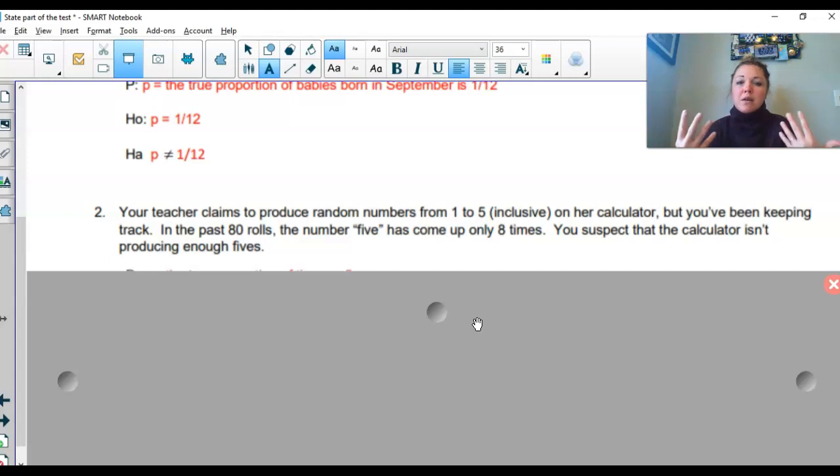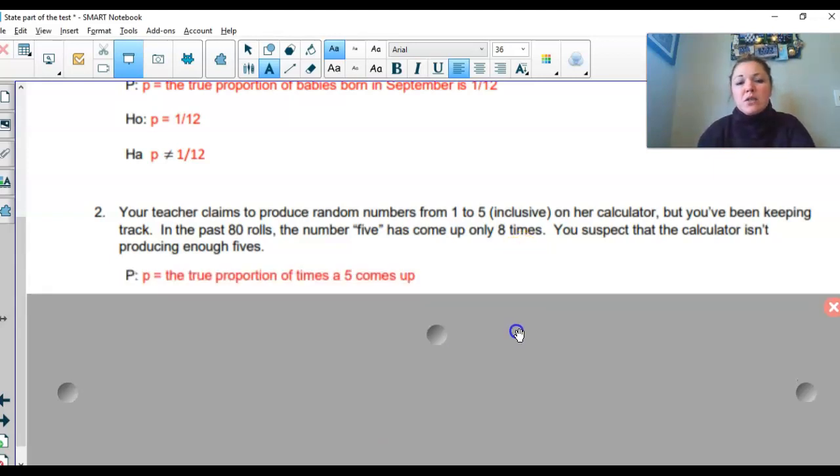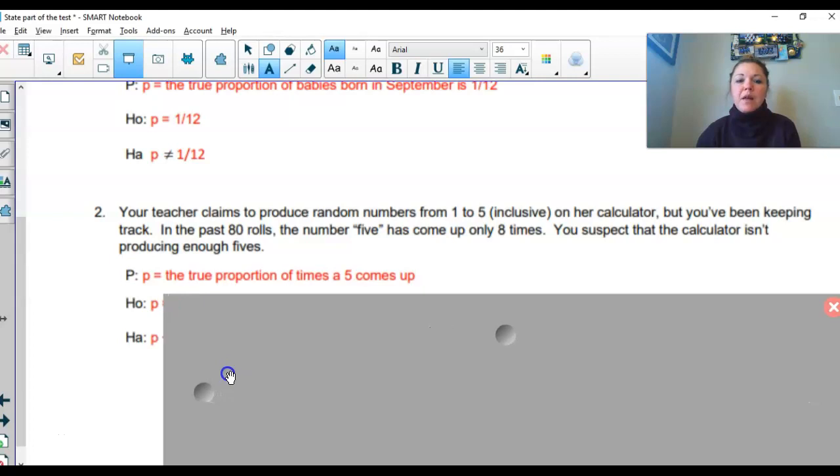Okay, so what you're doing with this state process, again, just a reminder, 3 things: that P, that null, and that alternative. So first, telling the story. What is this story about? This story is talking about the true proportion of times a 5 will come up when she's doing this calculator process. Now we need an H0 and we need an HA, right? And we have that P.